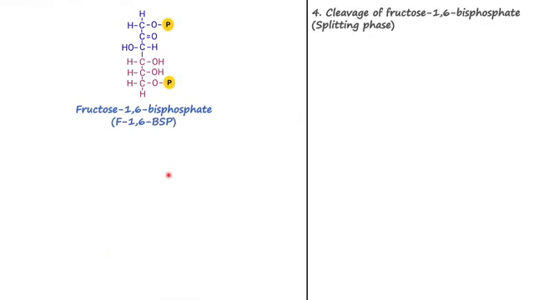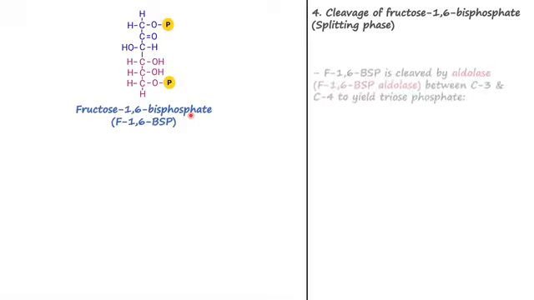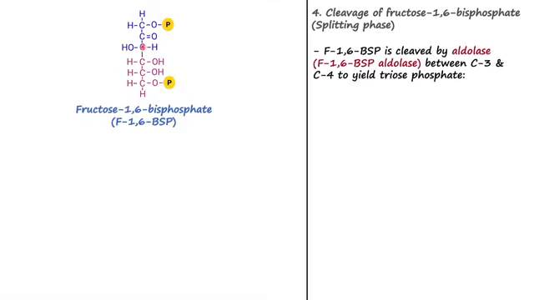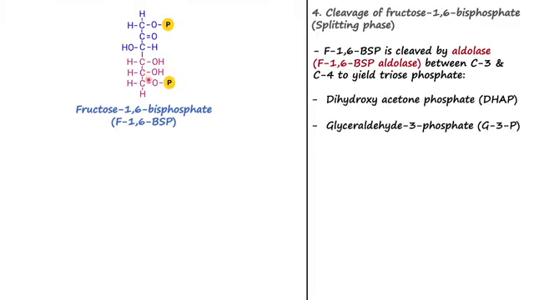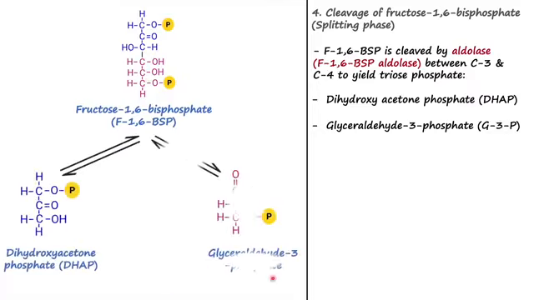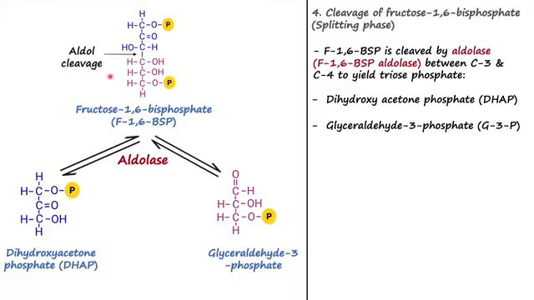Now the fourth reaction is cleavage of fructose 1,6-bisphosphate. In this reaction, fructose 1,6-bisphosphate is cleaved between the carbon 3 and carbon 4 positions to synthesize triose phosphates, which are dihydroxyacetone phosphate and glyceraldehyde 3-phosphate. The enzyme responsible for this reaction is called aldolase, also called fructose 1,6-bisphosphate aldolase. This form of cleavage is called aldol cleavage, which is catalyzed by the aldolase enzyme.